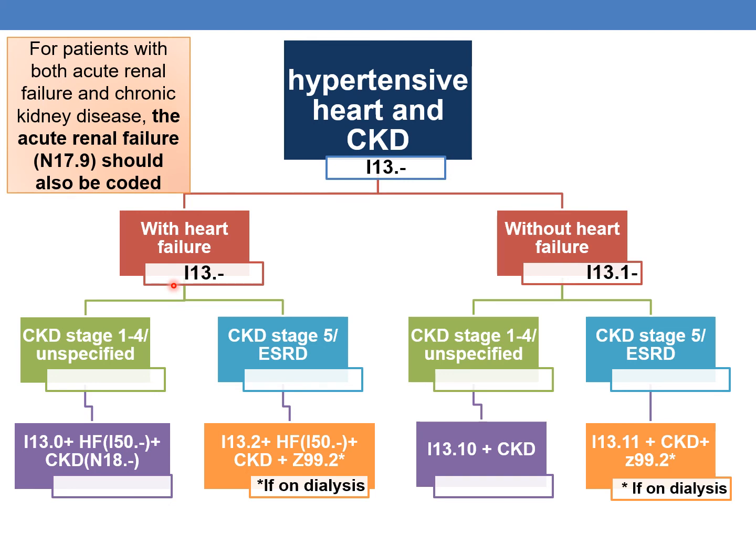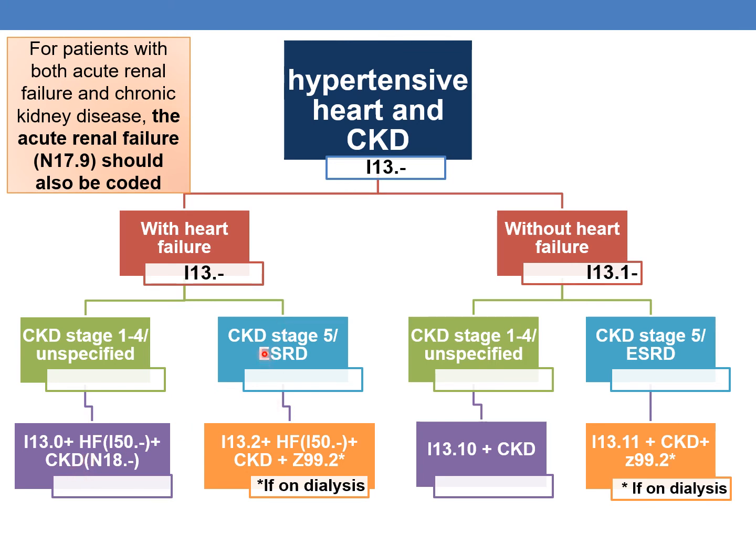With heart failure, for CKD stage 1 to 4 and unspecified. The codes are I13.0 plus type of heart failure, which comes under the series I50, plus stage of CKD. So three codes are required for a hypertensive patient with heart failure with the CKD. I11.0 plus type of heart failure plus type of CKD.